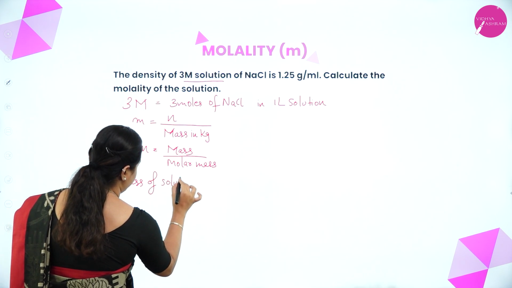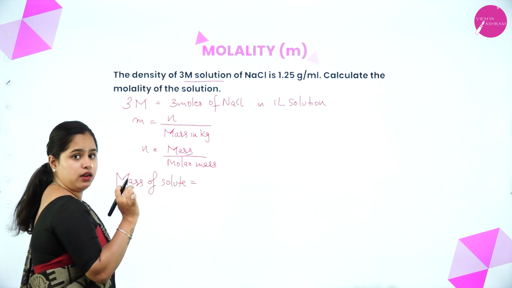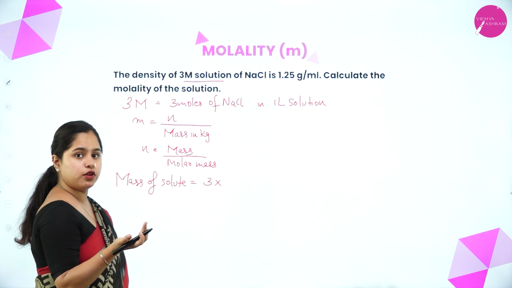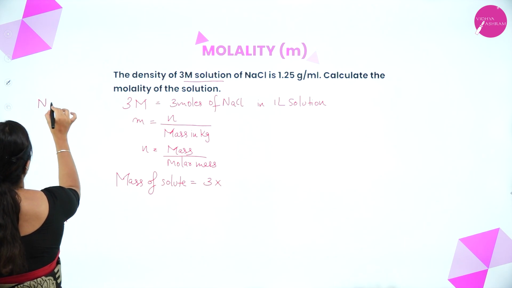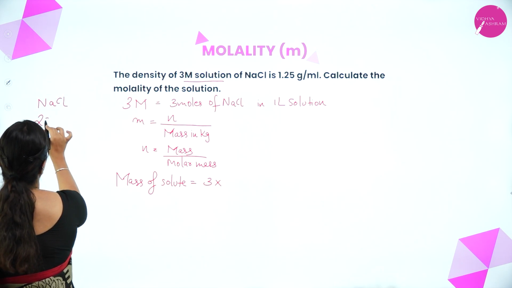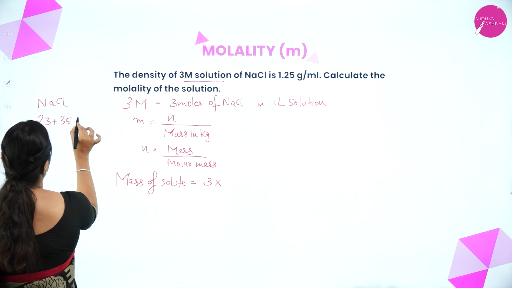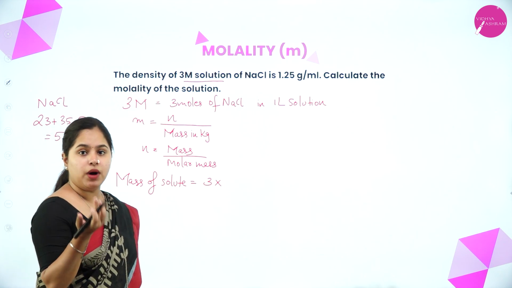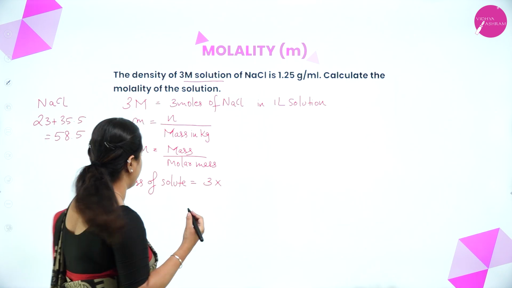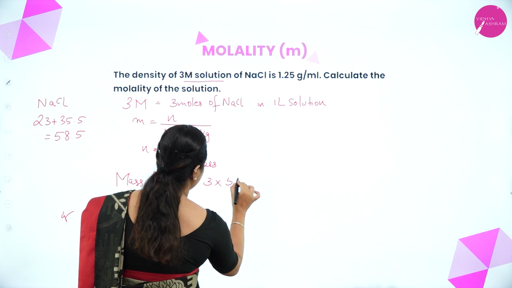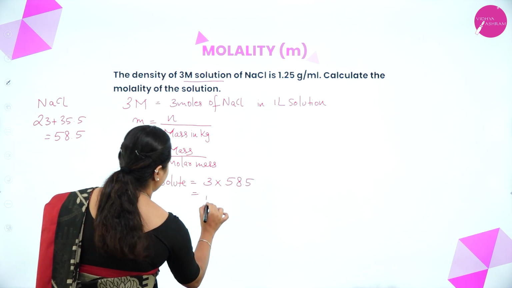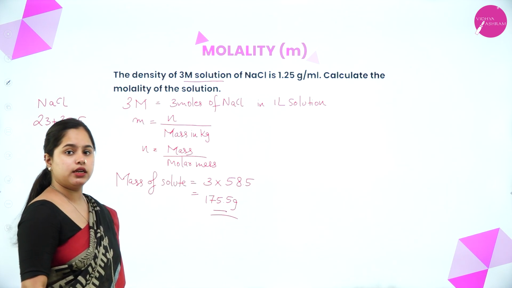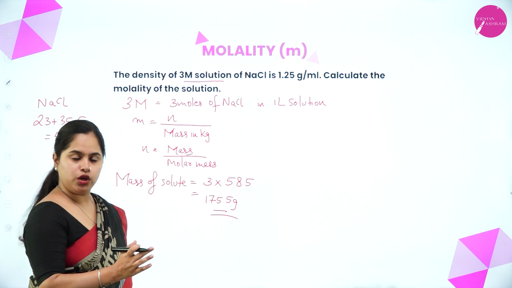Mass of your solute will be equal to, what is n? Number of moles, right? It is given as 3, multiplied by the molar mass of sodium chloride. You can calculate it: 23 plus 35.5, which gives 58.5. So it will be 3 into 58.5, which gives 175.5 grams. Yes, you calculated the mass of your solute.